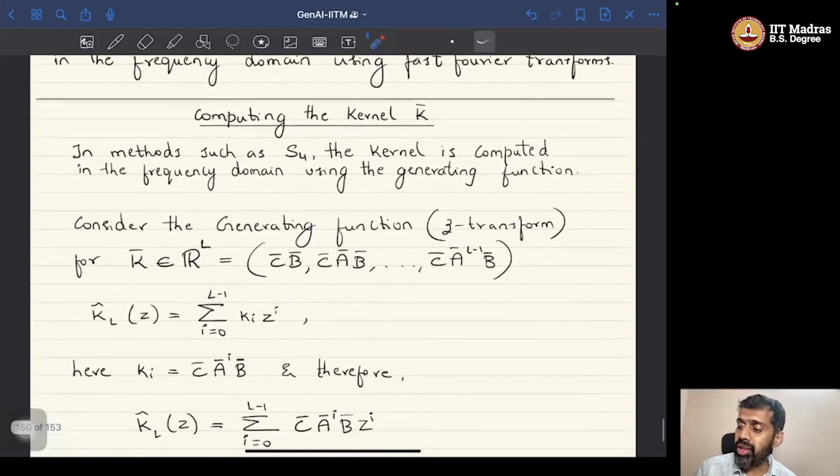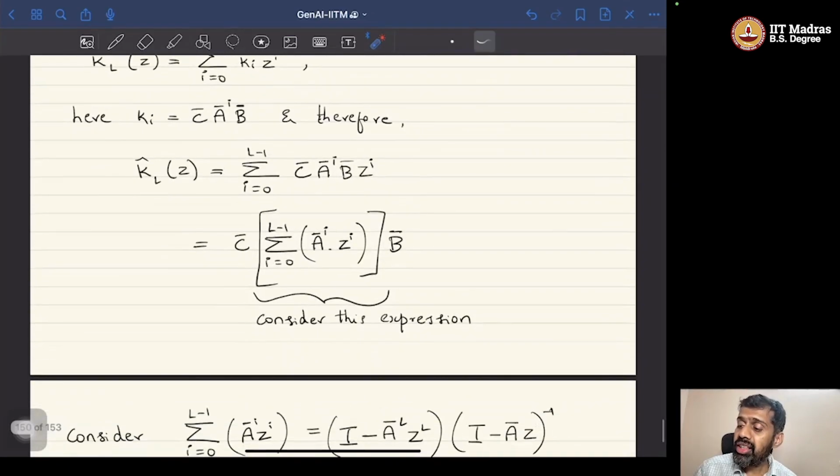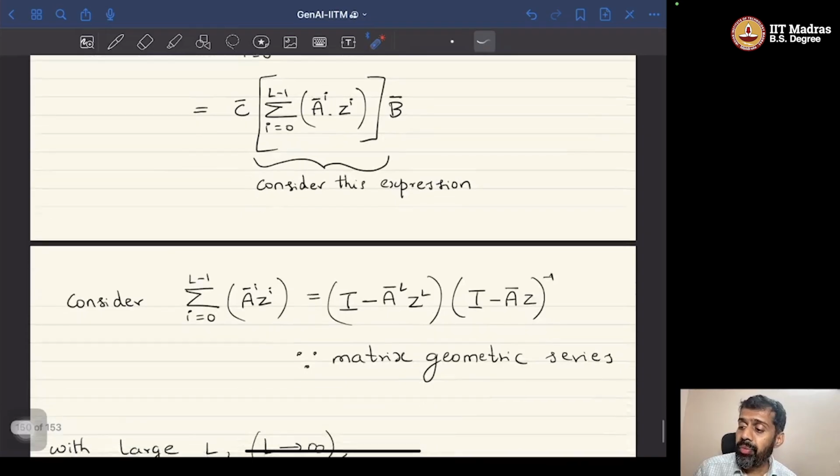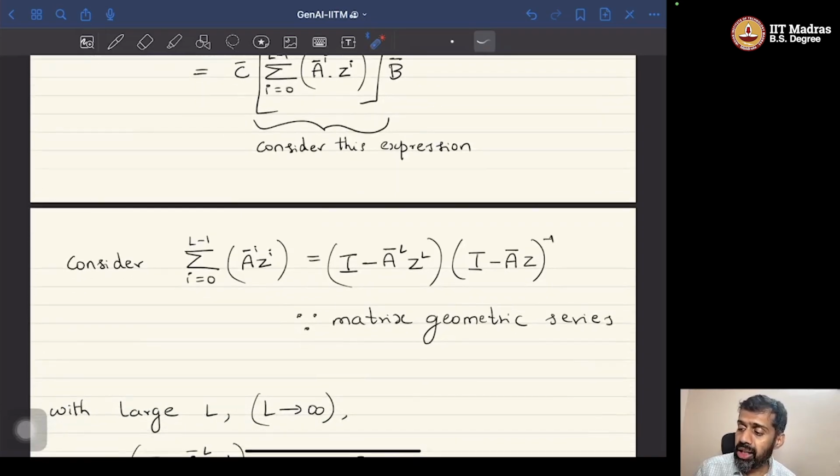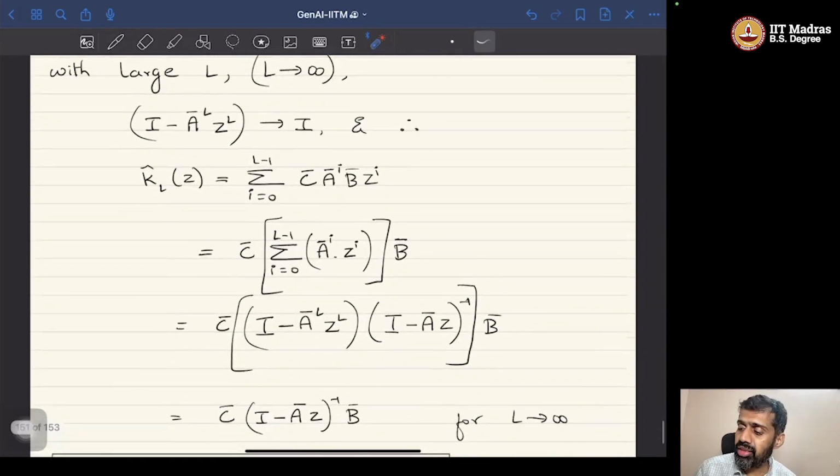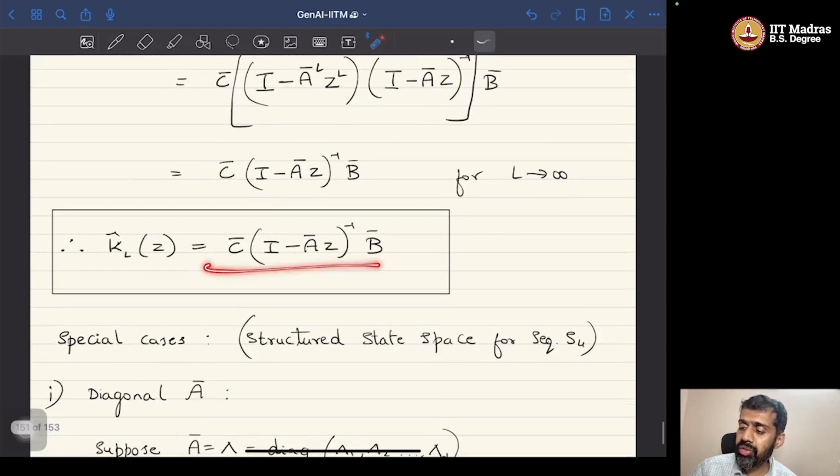How is it computed in the frequency domain? Via what is called the truncated generating function, or Z transform. The Z transform of this particular kernel is computed, and using the geometric series of matrices it boils down to this particular form, where you have C bar times identity minus A bar Z inverse times B bar. Now even this cannot be computed easily unless you impose particular structures on A.